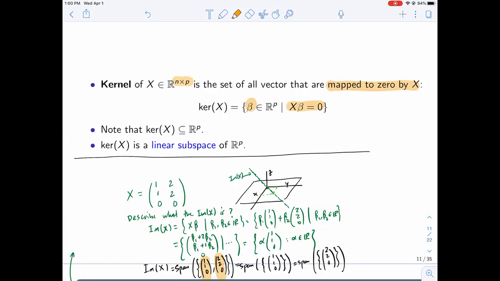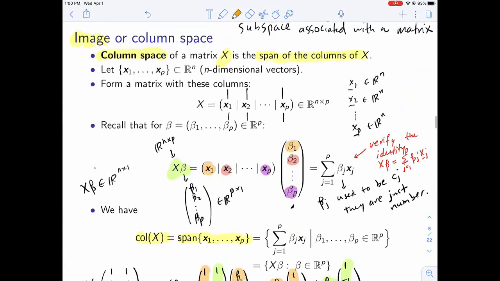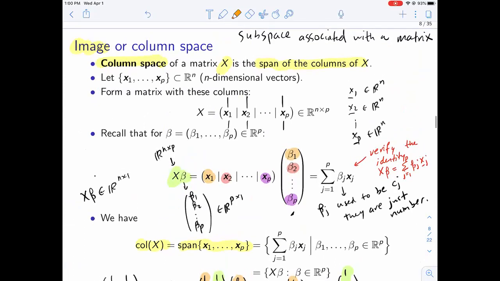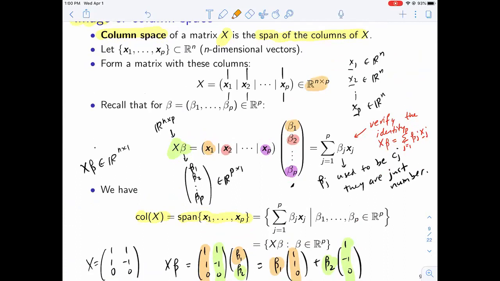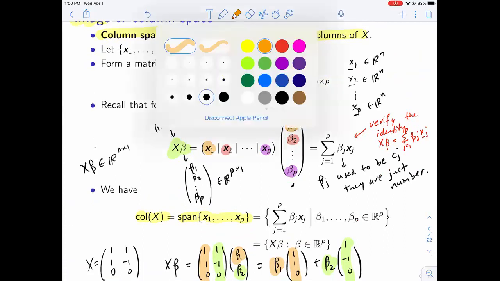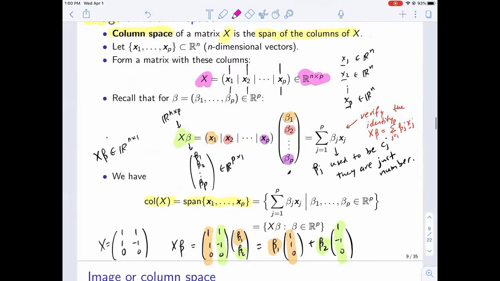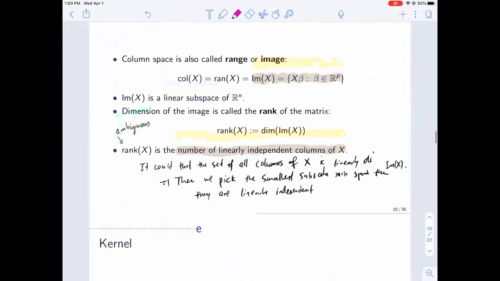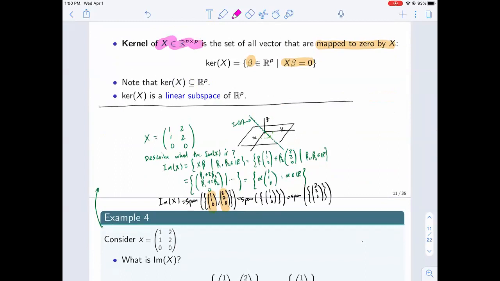X is n by p. I'm using the same notation as I used before. So before, X was also n by p. We have it here. So it has p columns, you can see. So X is in R^(n times p). We also have that here again, X is n by p.